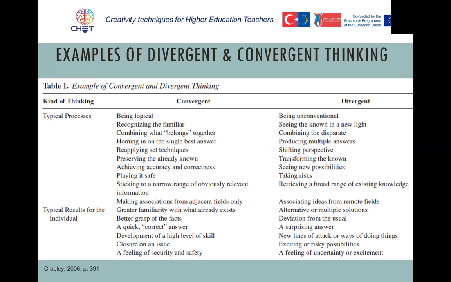If you go, on the other hand, into divergent thinking, so the first phase of creativity processes, then for creating all these ideas, it's rather about being unconventional, seeing things in a new light, producing multiple answers, shifting perspectives, seeing new possibilities, but also taking risks. It's risky to propose an idea that nobody has thought of yet, because the others might say, "Are you crazy?" That's what's happening. So you're taking risks when you're in the divergent phase. And that might result for you as an individual, but also as a group, in multiple solutions, which is good because then you can choose, in surprising answers, in new lines of thinking or new ways of doing things, and in exciting possibilities. At the same time, you will probably feel a bit uncertain, right?